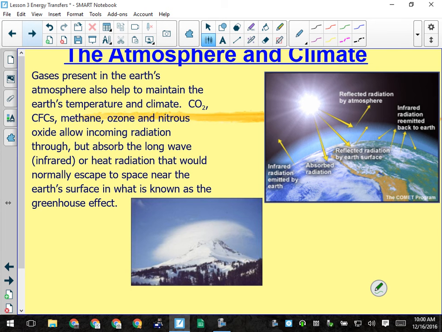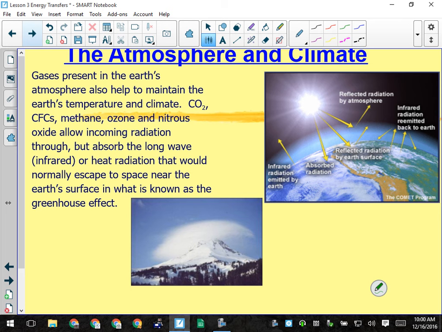Okay, so atmosphere and climate. We've already talked about the gases here. These are some greenhouse gases. Carbon dioxide, obviously everyone knows that's a greenhouse gas. Everyone's afraid of it, but it's actually not all that bad. CFCs, they're a pretty small kind of greenhouse gas.